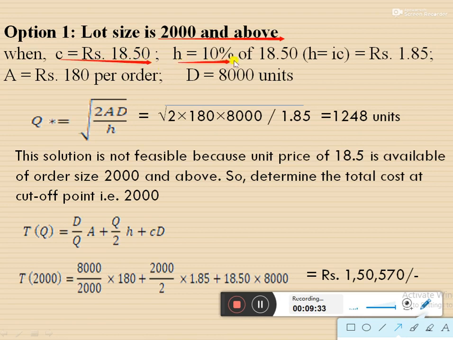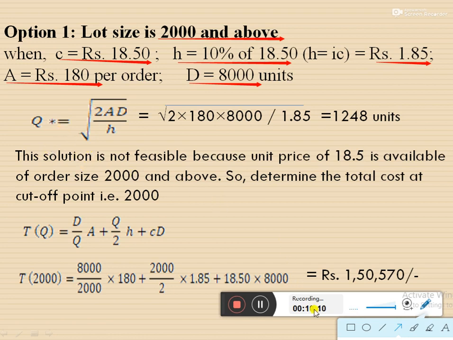Holding cost is given as 10% of the unit price, that is 18.50 in this case. So H would be equal to I into C. It means 10% of 18.50, and it would be equal to 1.85. A is constant, that is 180 rupees per order, and quantity demanded is 8,000 units. So with this information, we need to find the total cost if we order 2000 or above 2000 units in a single order.